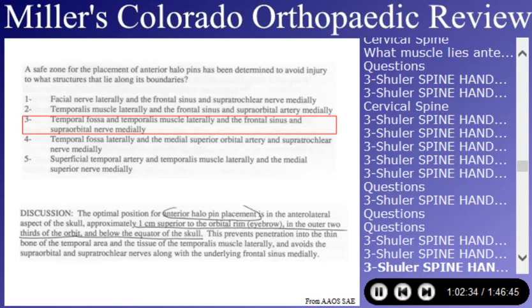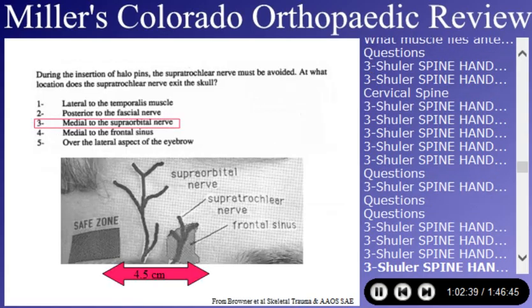You have to be way far medial. Look at where that was on the diagram to hit the frontal sinus. How many pounds? 8 pounds, covered all that. During insertion of halo pins, the supratrochlear nerve must be avoided. At what location does the supratrochlear nerve exit the skull? Medial to the supraorbital nerve. Medial. Remember the 4.5 centimeters I previously drew.